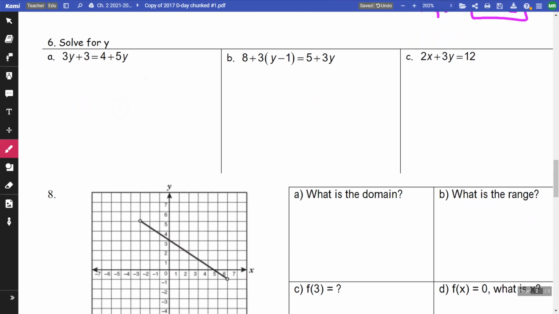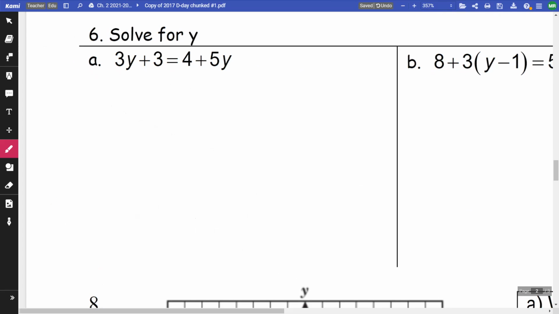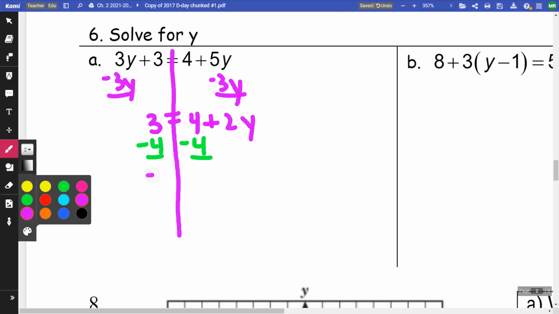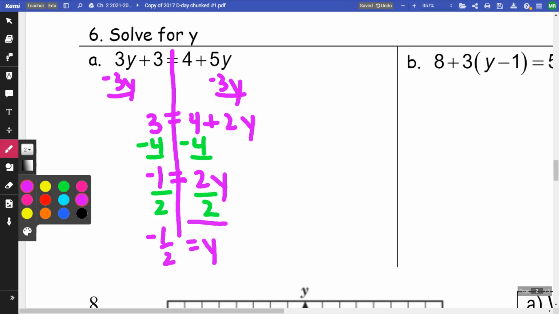Okay, all of these are solving for y. So what I would do first is if I'm trying to solve this, I like to deal with my y's first. So I'm going to subtract 3y from both sides, or my x, whatever letter. In this case, I'm dealing with y. So I'm going to get 3 is equal to 4 plus 2y. Then I want to get my 2y by itself. So I am going to minus 4 from both sides. And when I do, I get -1 is equal to 2y. And then I divide by 2, and I get -1/2 is equal to y. And that's your answer.